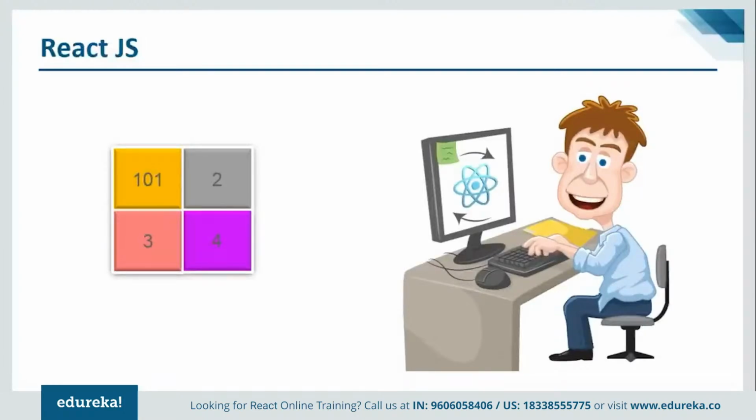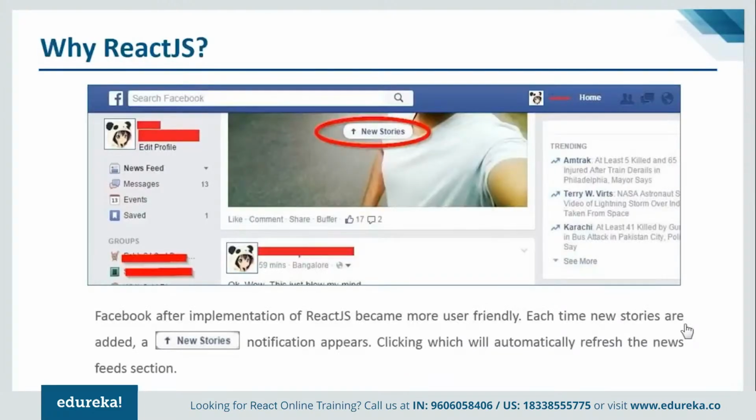For now, let's see how React changed Facebook's UI. So, Facebook started implementing ReactJS in its newsfeed section in 2011. After this, its UI became more user-friendly. Now, whenever new updates gathered, a new stories button popped up at the top of the page. Clicking on this button will automatically reload only the newsfeed section without even touching the rest of the page. This drastically improved the application's performance.